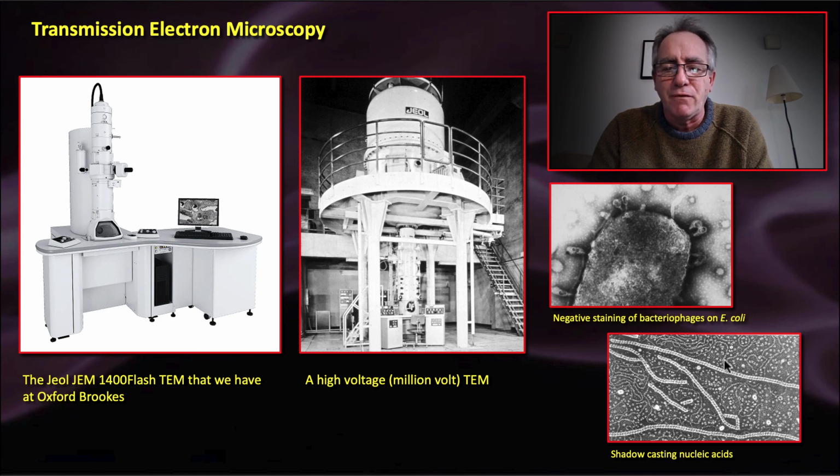Here's just a couple of tricks you can do, though, with transmission electron microscopy. You can do a negative stain. This is a bacterial cell here, and all the little things that you see around the outside of it are the T4 bacteriophages. You can do shadow casting, in this case, to see the nucleic acids, which are unwound here in interphase.